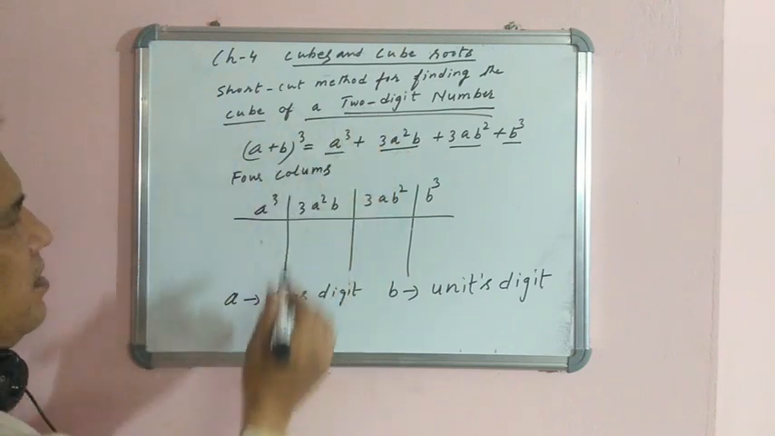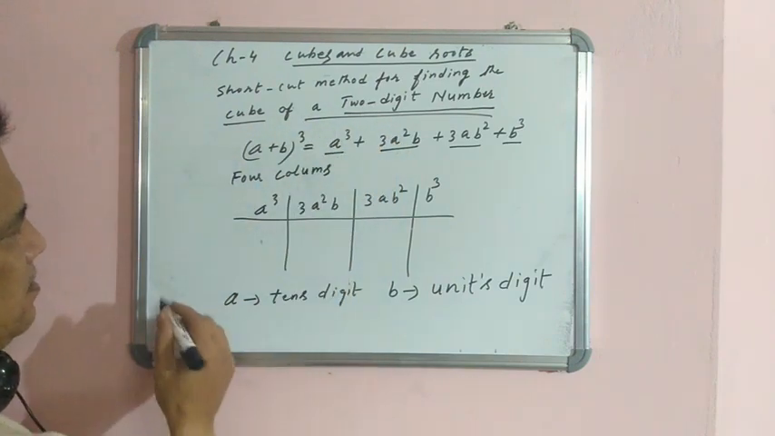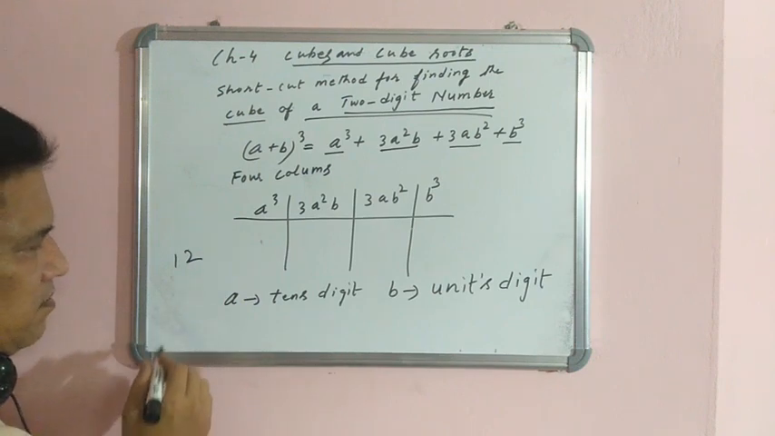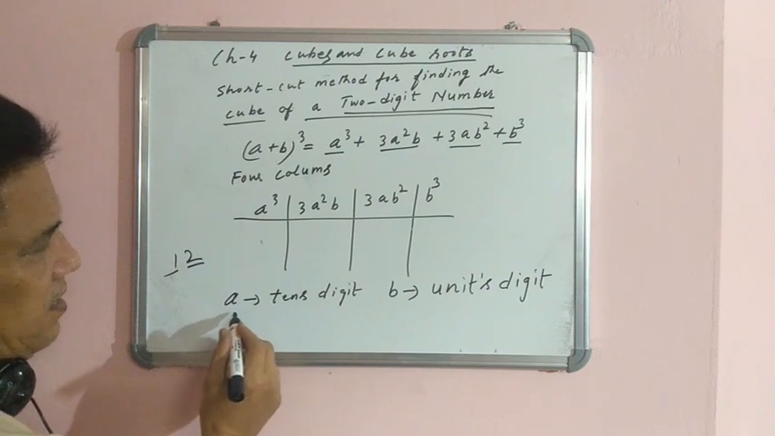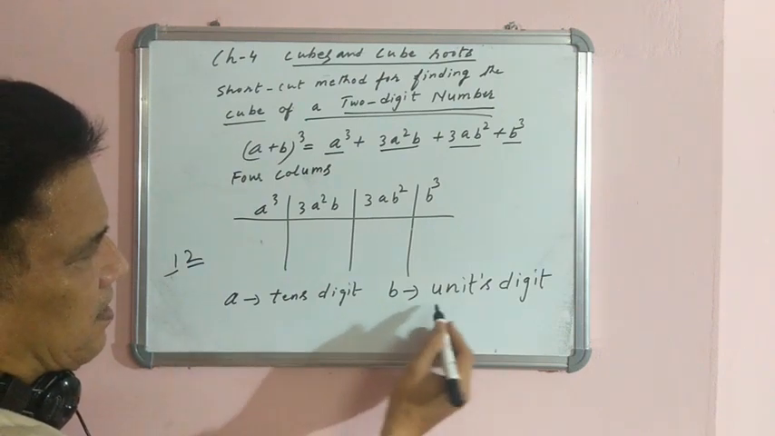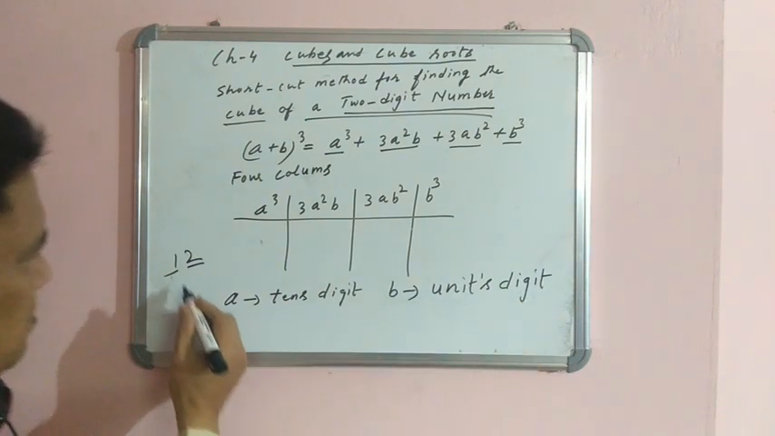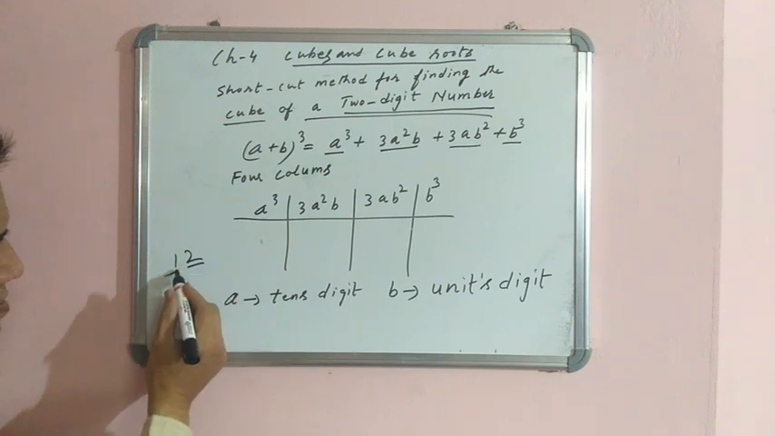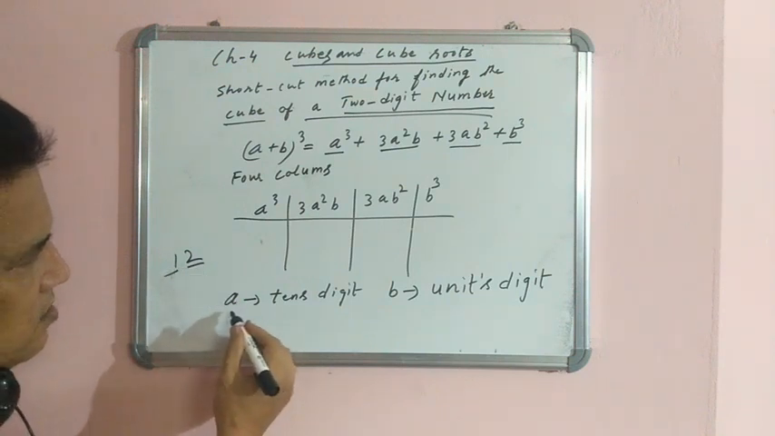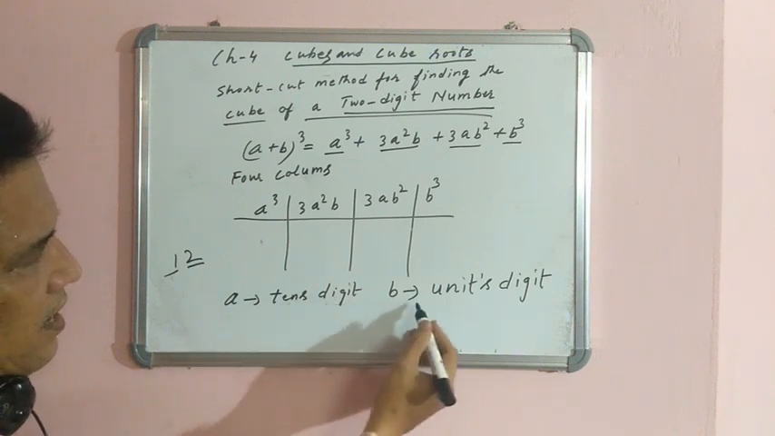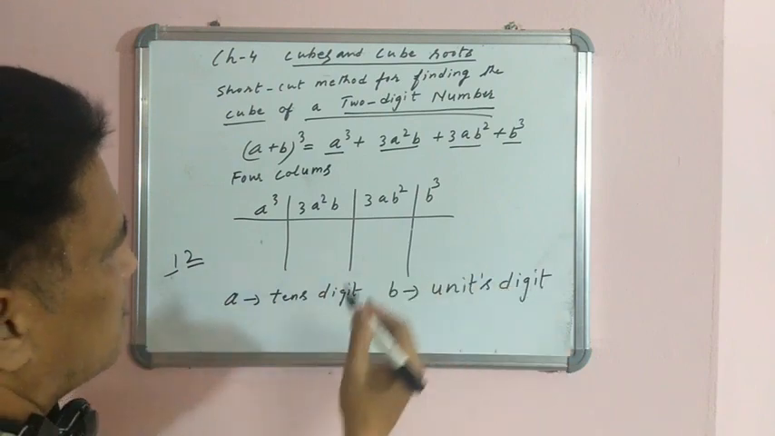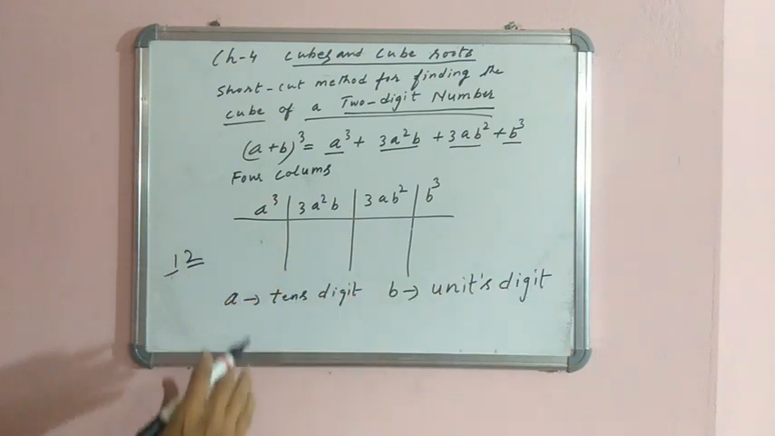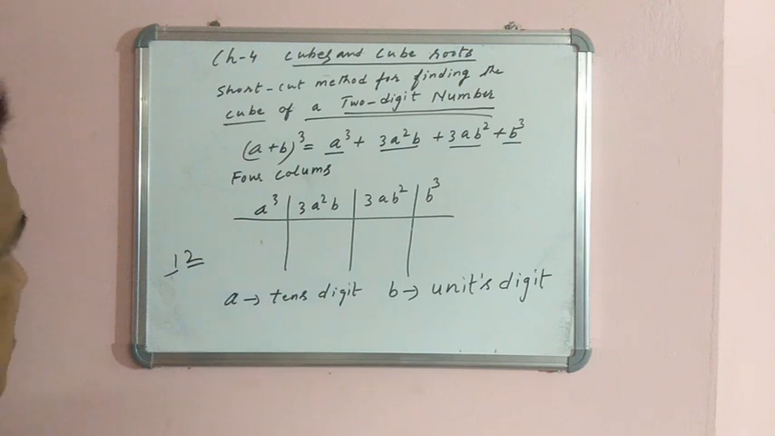And any two-digit number will be there. Suppose 12 is there. This is a two-digit number. Then this is the tens place and this is the units place. So a represents the tens digit and b represents the units digit. Always we will use a for the tens digit and b for the units digit. So we will consider one example to clear the method here.